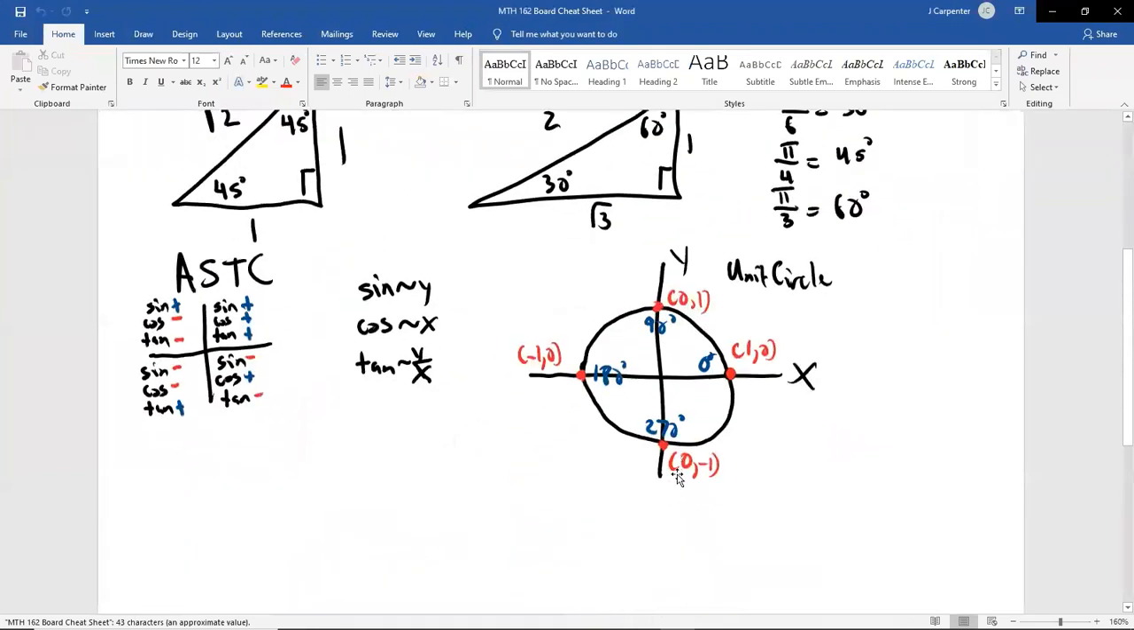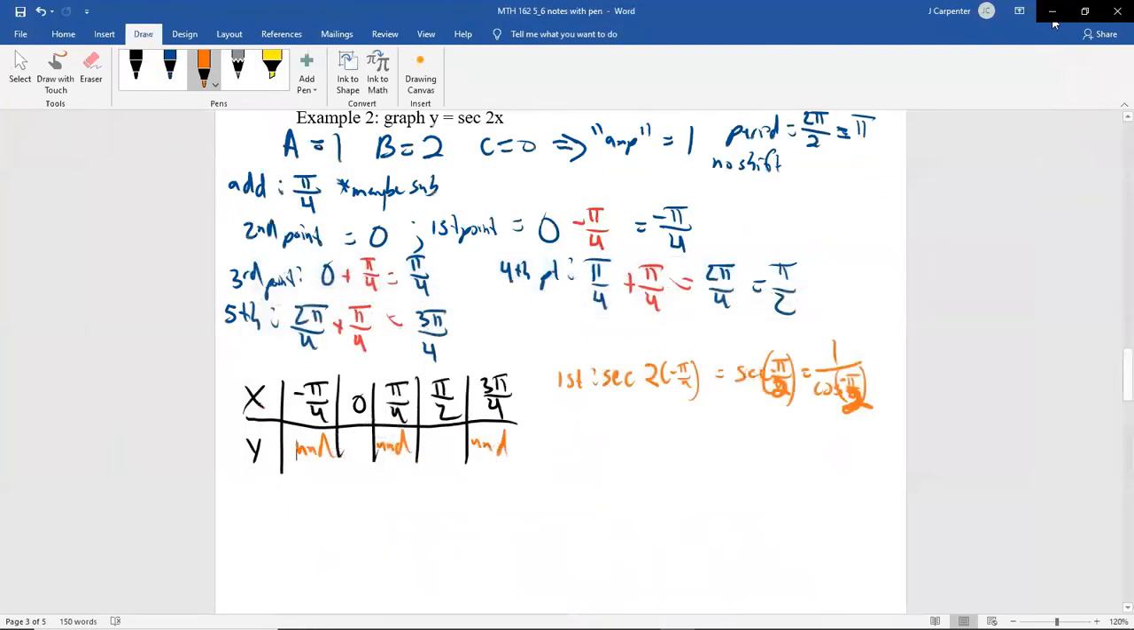But at negative pi over 2, we're down here. The x value is 0. Cosine takes the x value. So that's 1 over 0, which is undefined. Third and the fifth will follow suit. If you don't trust that the second one is going to be the amplitude of 1 or negative 1, I'll show the algebra for this one, but not the rest.